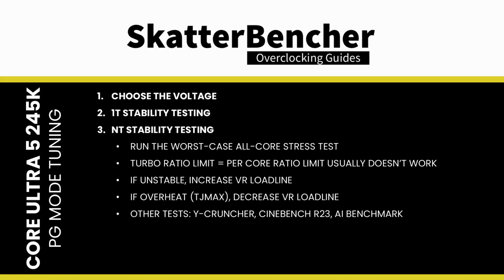The crucial part of all-core tuning is managing the output voltage with an appropriate VR load line. The process to figure it out is pretty simple. Set the turbo ratio limit for all-core to the maximum per-core ratio limit, then check stability. If it's unstable, increase the VRM load line. If you hit TJ max, reduce the VRM load line and/or reduce the turbo ratio limit.